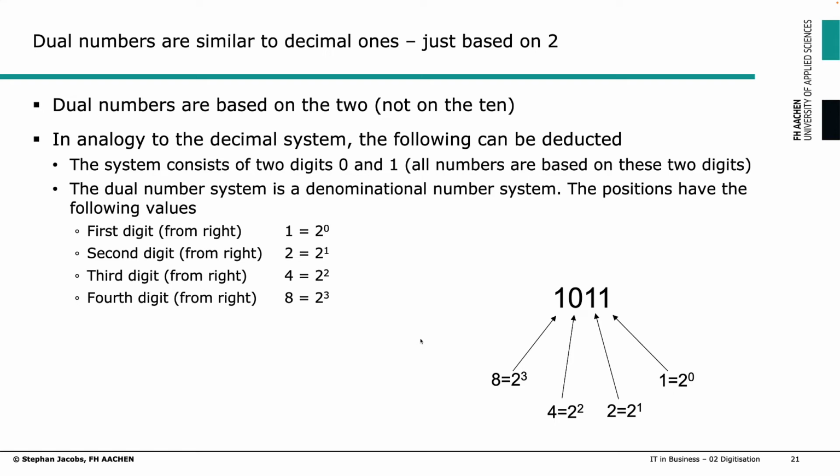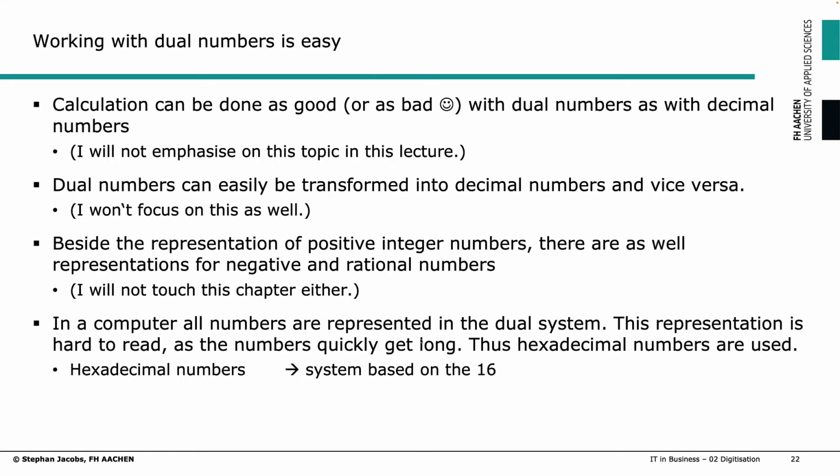So that's basically all. And of course you would like not to simply create this type of numbers, you would like to work with these numbers, you would like to calculate with these numbers. And actually this is as easy or as complicated, if you don't like math, to do. You can do it as easily with dual numbers as with decimal numbers. However, we will not emphasize on this topic in this lecture. Dual numbers can easily be transformed into decimal numbers and vice versa. And again, I don't go into this issue.